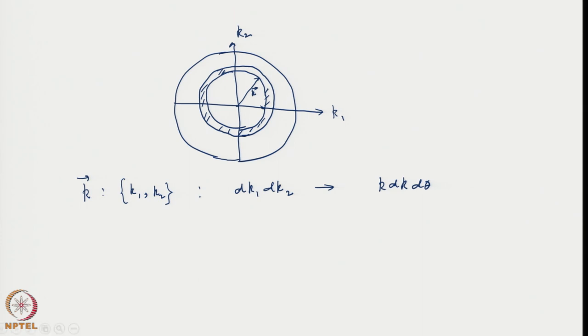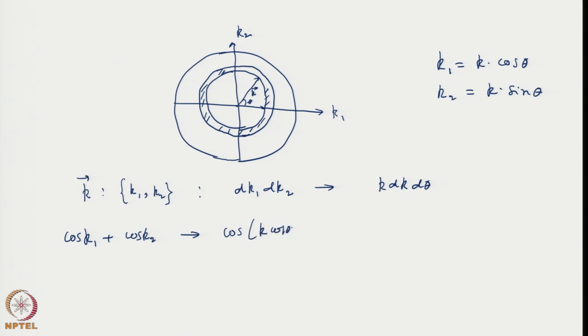Supposing the function does include the theta, it will be k dk d theta. So, once we transfer this function, and if we convert our quantity, now what happens in terms of k and theta variable? Cos k1 plus cos k2 will go over. Now, k1 is going to be k cos theta. If theta is this angle, then k1 is k cos theta and k2 is k sin theta. So, it is going to be cos of k cos theta plus cos of k sin theta.